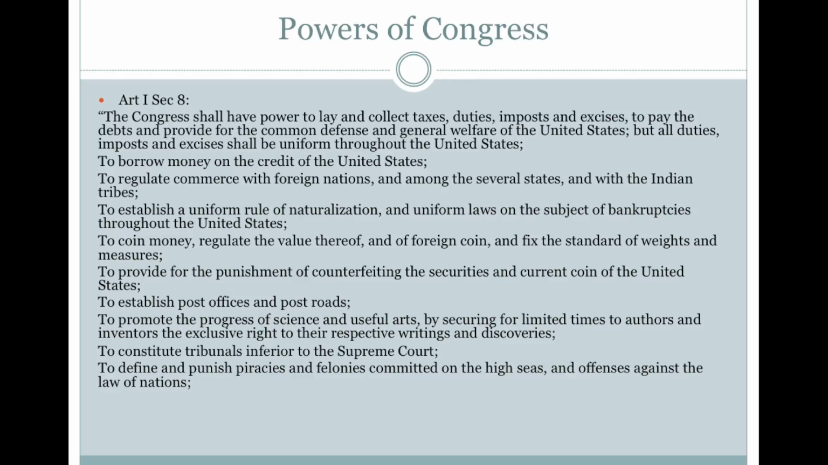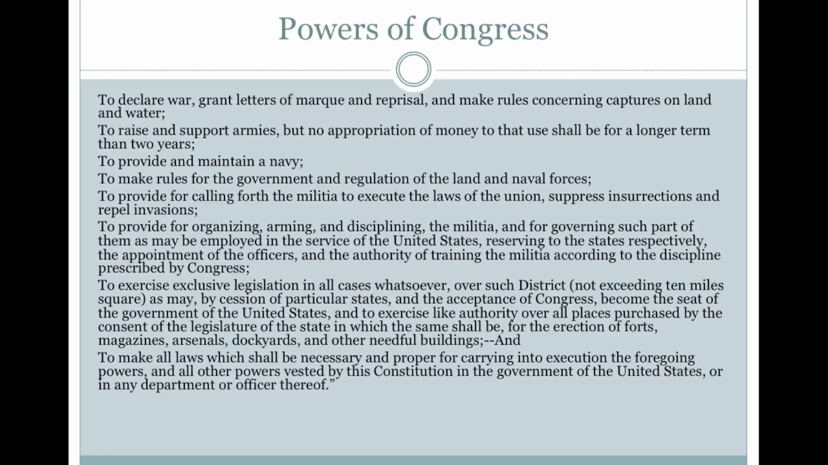To define and punish piracies and felonies committed on the high seas and offenses against the law of nations. Okay? To declare war, grant letters of marque and reprisal, and make rules concerning captures on land and water. So only Congress can declare war. However, the president, as we will see later on in the series, does have the power to take military action as commander-in-chief, but he or she cannot actually declare war. That is something that Congress has to do.